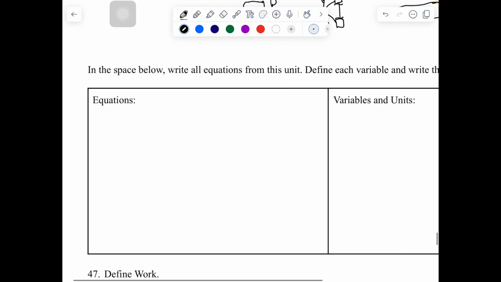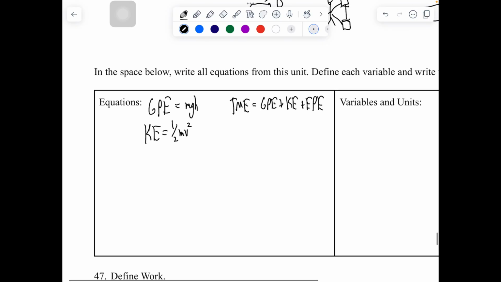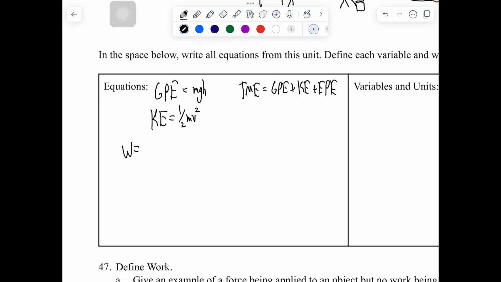All the equations. Alright. Well, GPE is mgh. KE is 1/2 mv squared. Total mechanical energy is GPE plus KE plus EPE. We do not have an equation for EPE. We know work is a change in energy, and we know work is force times distance. We also know power is work over time.